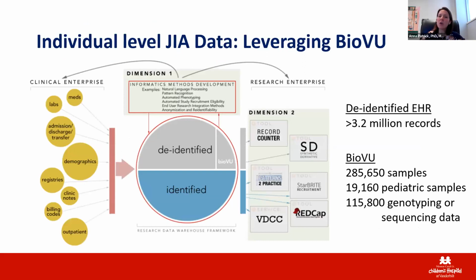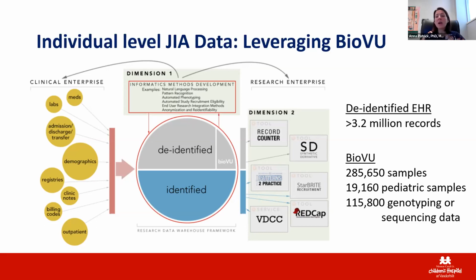So now we're switching over just a little bit. This is really to understand how we can obtain individual level JI data. BioVU is Vanderbilt's biobank of DNA extracted from discarded clinical blood specimens. BioVU subjects are linked to a de-identified electronic health record. This enables researchers to access genetic data and DNA that's linked to a dense longitudinal EHR.